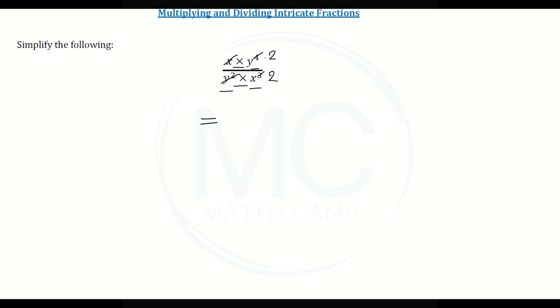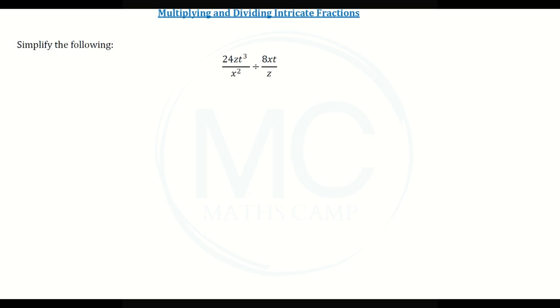Now we can simplify. The x is being cancelled, which means this is a 1. 1 multiplied by y squared is simply y squared. In the denominator, the y squared is cancelled, so we have 1 multiplied by x squared, which is simply x squared. The bases are not the same, so we cannot simplify further, and this is our final answer.